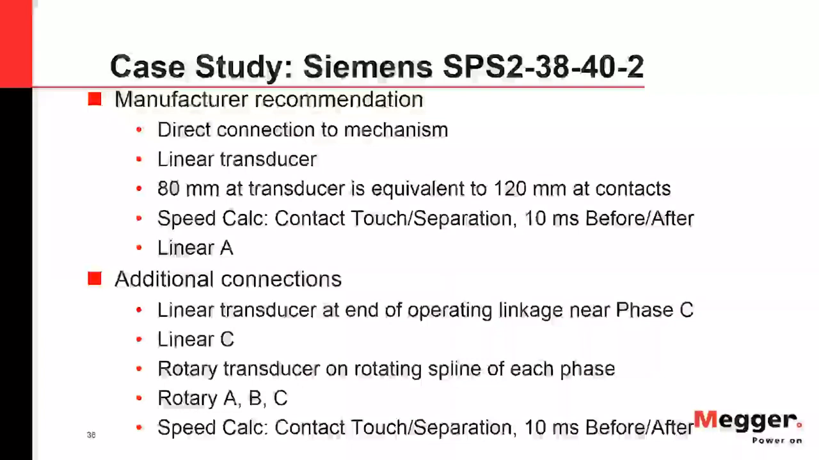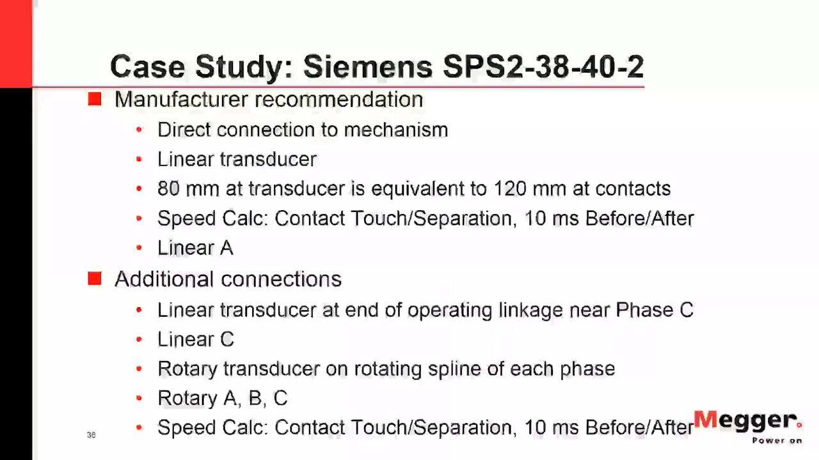And then they also tell you that the speed calculation points are based on, for the close, contact touch and 10 milliseconds before that, and then contact separation and 10 milliseconds after. Contact separation is right when the arcing starts, and 10 milliseconds after, from a 50 hertz perspective, would be one half cycle. From a 60 hertz perspective, you're a little over a half cycle there. But you're right in that arcing zone of the circuit breaker.